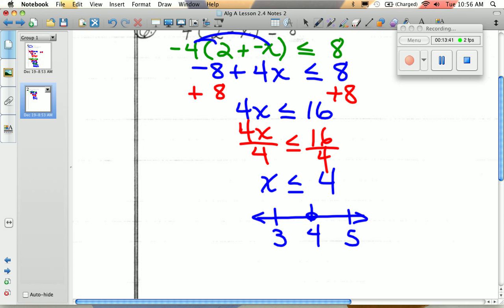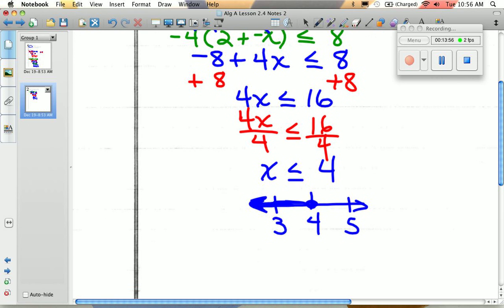And hopefully by now this is getting to be just an extra step for you. You don't have to think too terribly hard about it anymore. Okay, so any questions or concerns about that one? Sometimes we have to simplify first. We did that when we were solving equations also.